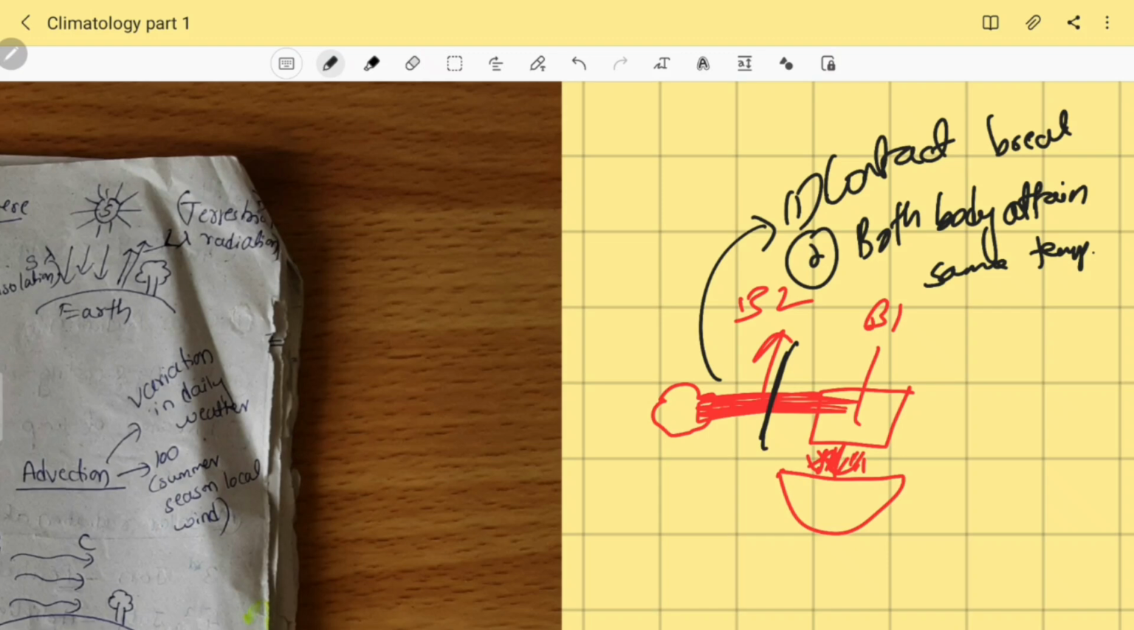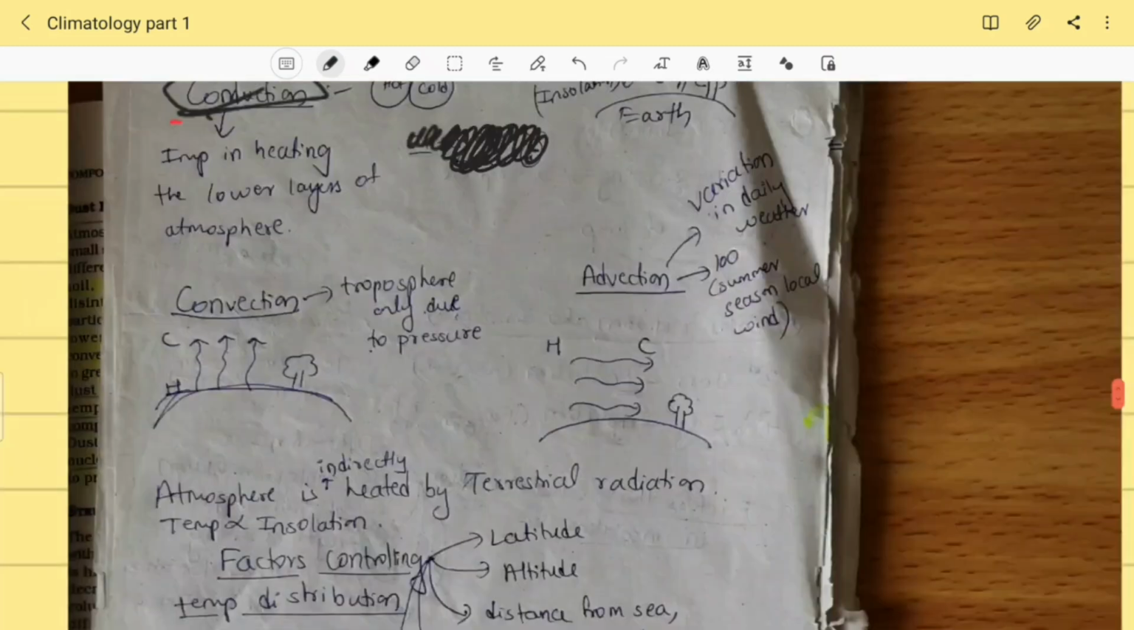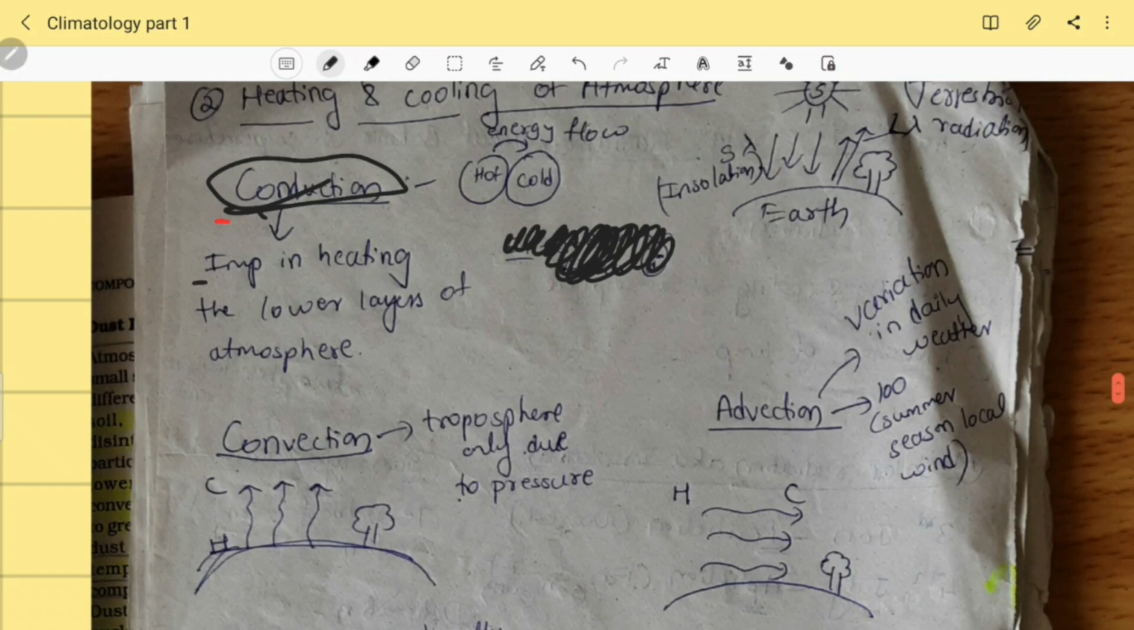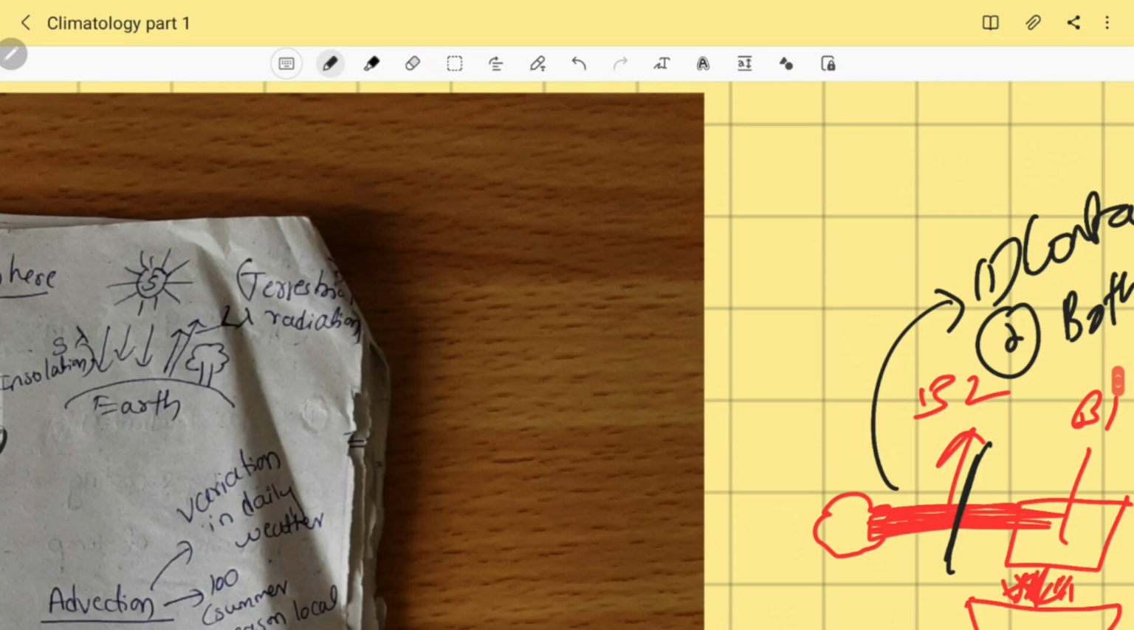Yeah, one more thing before we go into the next topic. This conduction is very important in heating the lower layers of the atmosphere. See, we know that this is the earth and we get solar radiation, that is insolation from the sun, and once the earth is heated by solar radiation, the earth also emits back some radiation, which is known as terrestrial radiation.